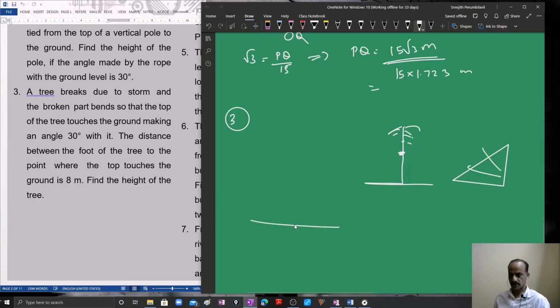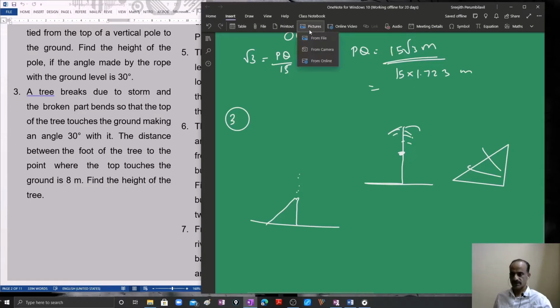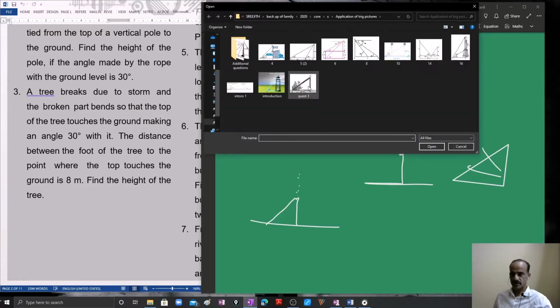Earlier the tree was like this, then this part breaks down from here, and the broken part touches the ground. The distance between the foot of the tree to the point where the top touches is 8 meters. Find the height of the tree.